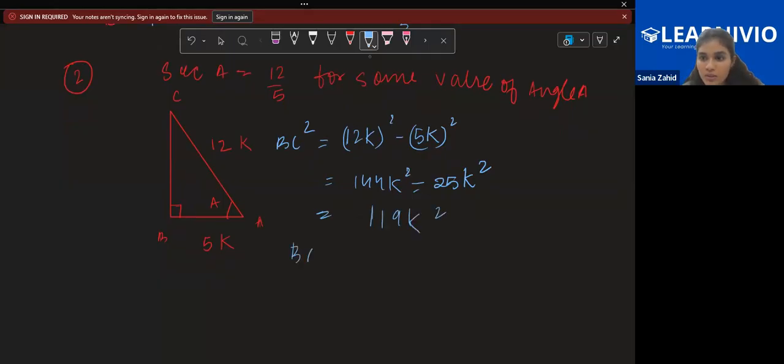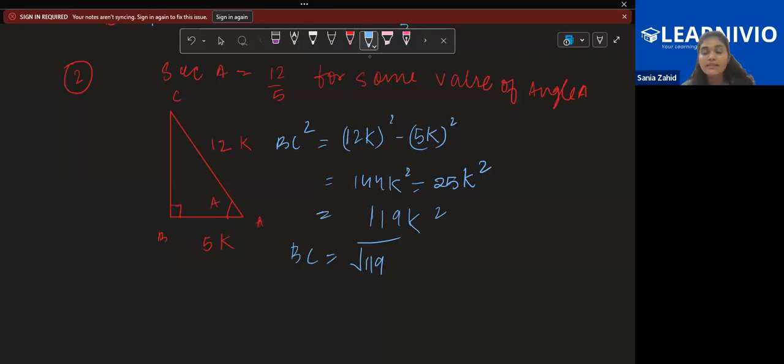So how much does BC become? Under root of 119. Now, under root of 119 is not a perfect square. But one thing I know is it will be greater than 10, because 10 square is 100, and it will be less than 11. Why? Because 11 square is 121.